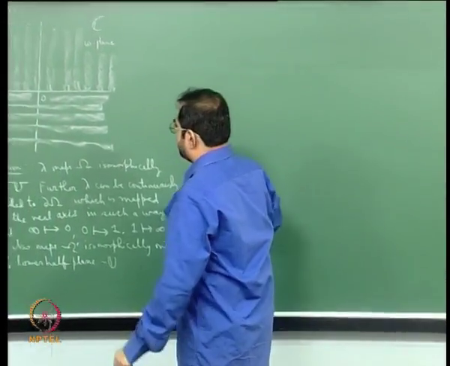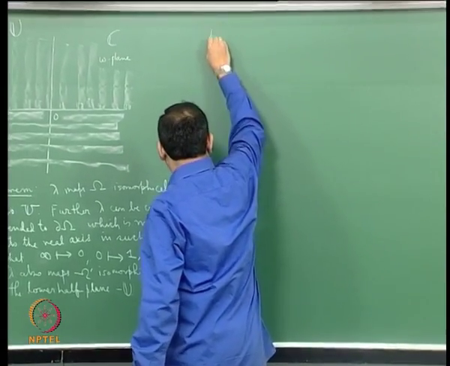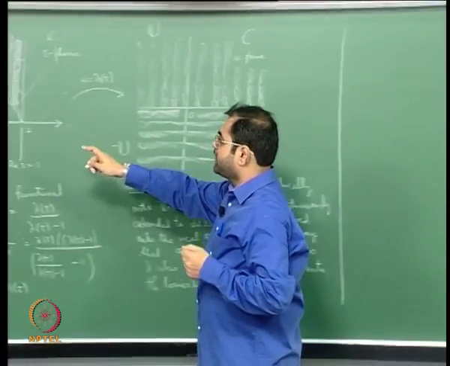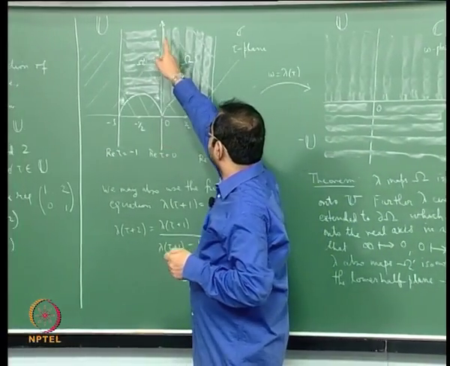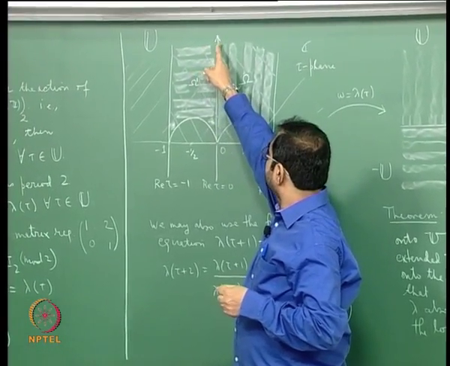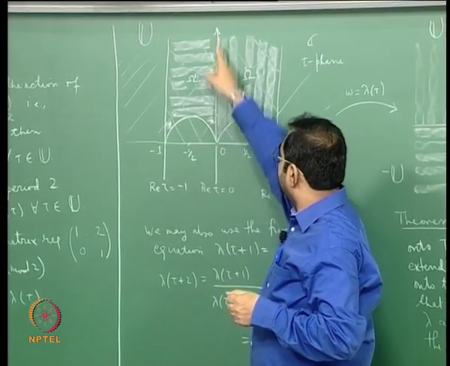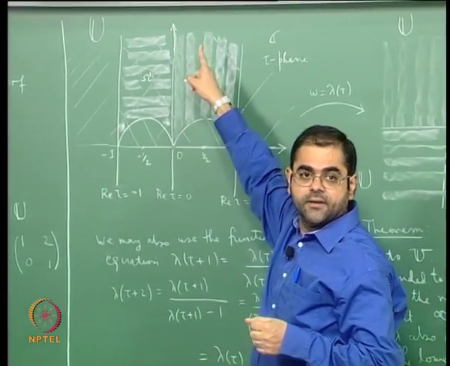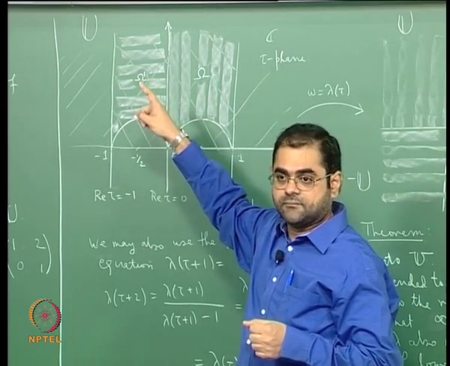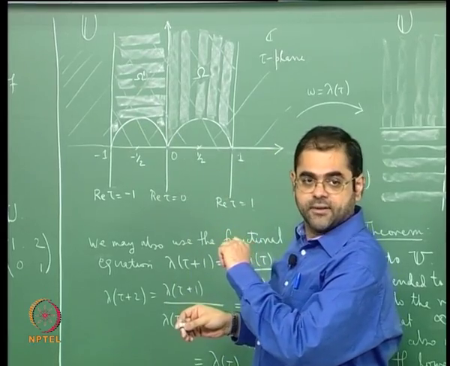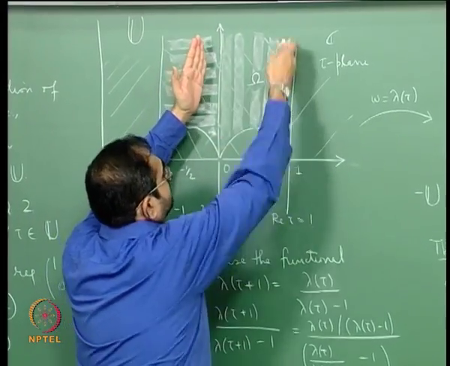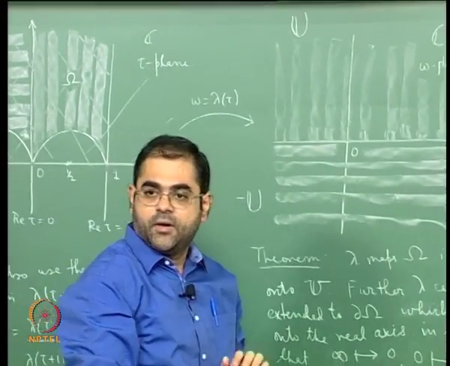I'm going to try to prove this. So the first thing I'm going to try to show is that the value of lambda on this boundary is actually real, because after all, you see what lambda is doing. What lambda is doing is that it's mapping this whole thing onto the real line, okay.